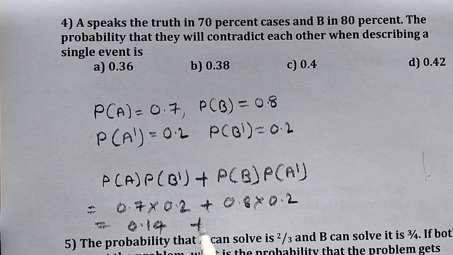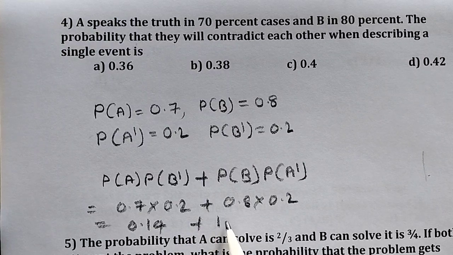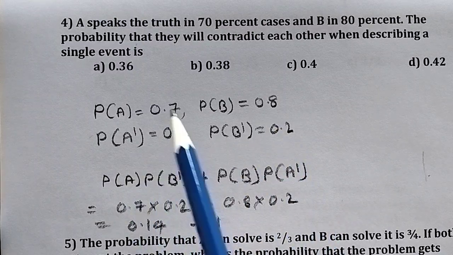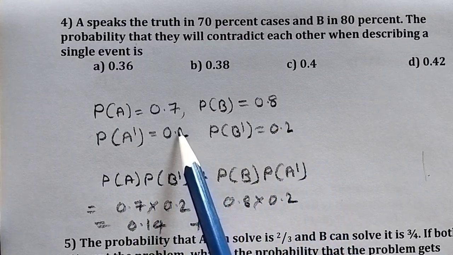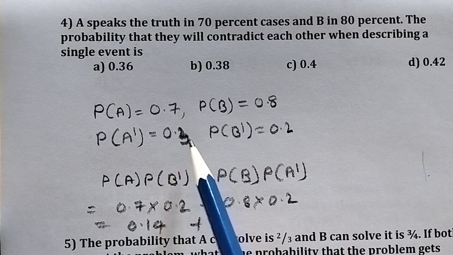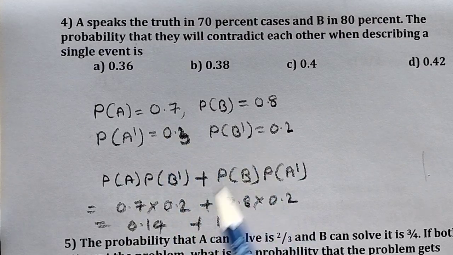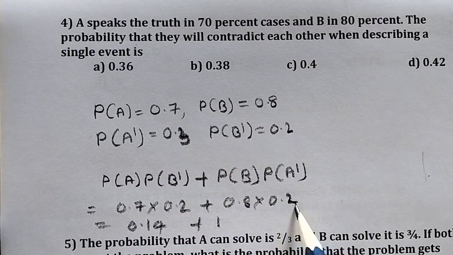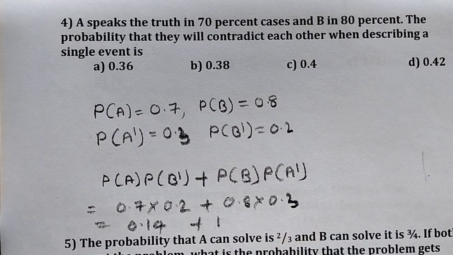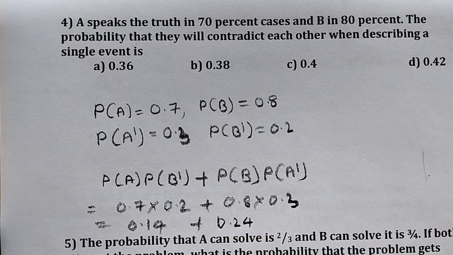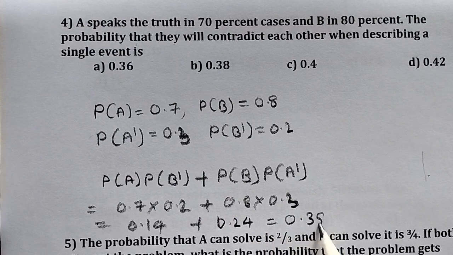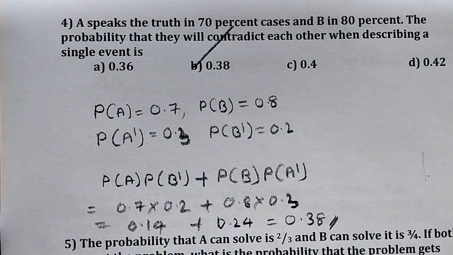Something is missing here. This is 0.3. Please make it correct. This is 0.3. This one into this one, and this one into this one. Here this is 3. Okay, right. This is 0.24. Now the answer is 0.38. Not 38, 0.38, that is 38%.